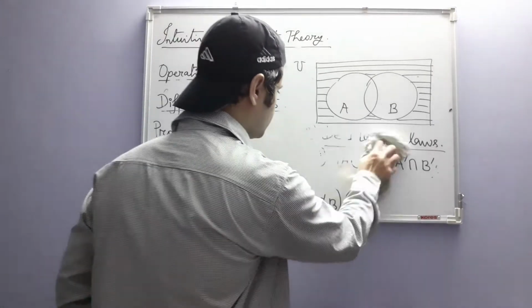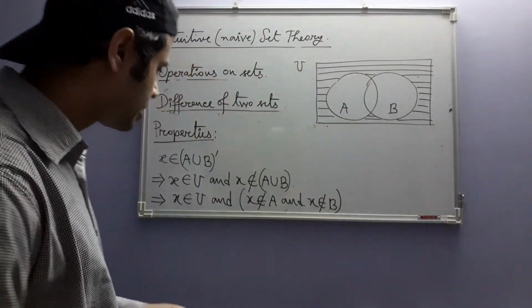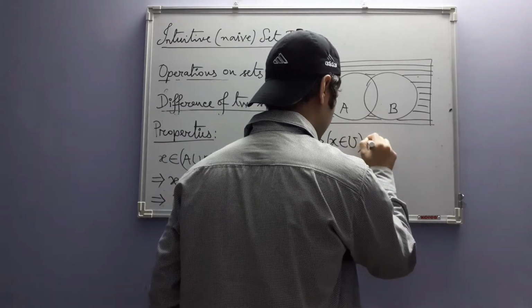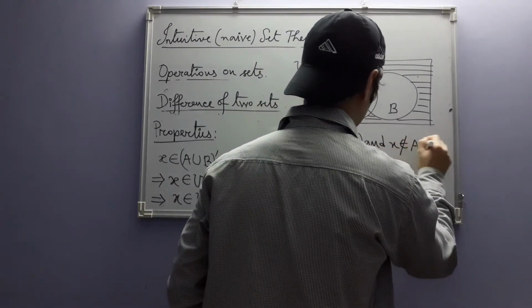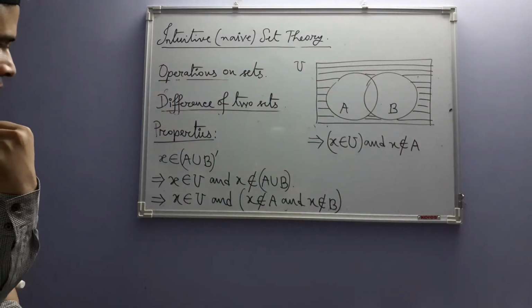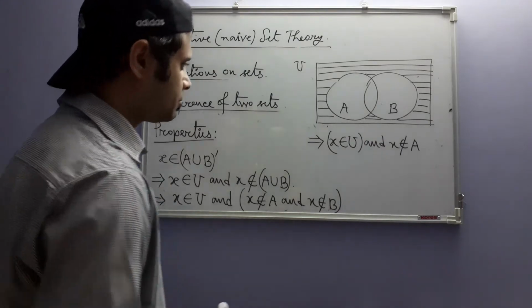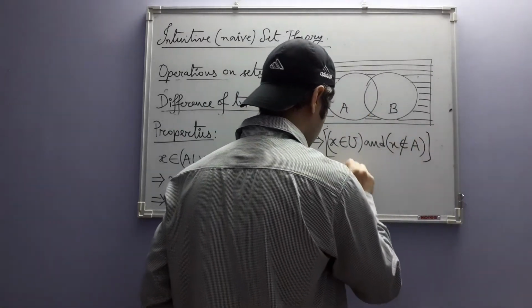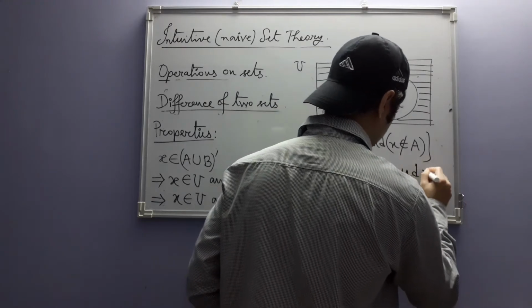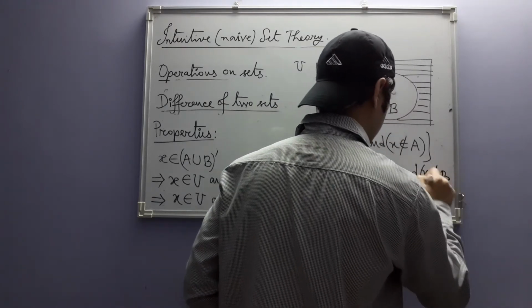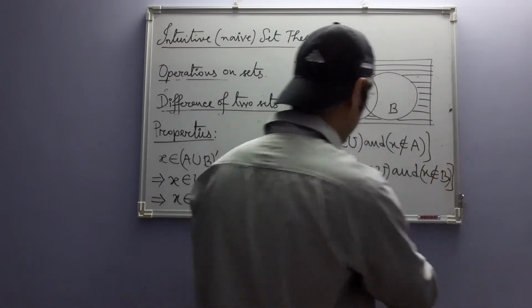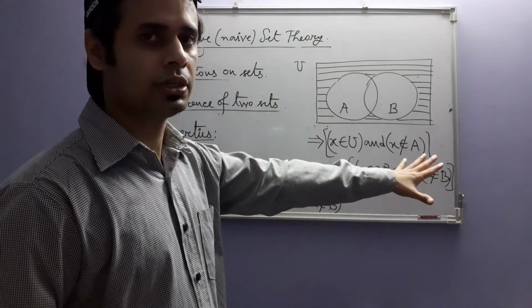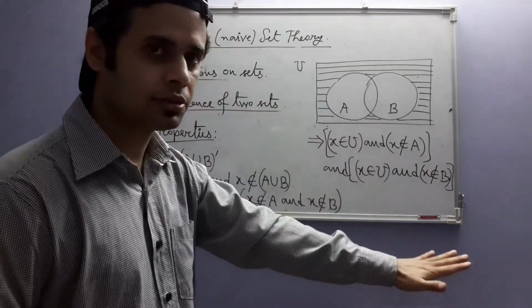Now, what does this mean? I can also write it like this. x belongs to U and x does not belong to A, and x belongs to U and x does not belong to B. I am considering x belongs to U two times, but that is fine, because it's anyway true. x is in U and x is not in A, and at the same time, x is in U and x is not in B.